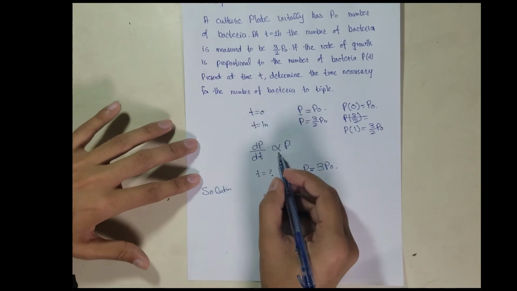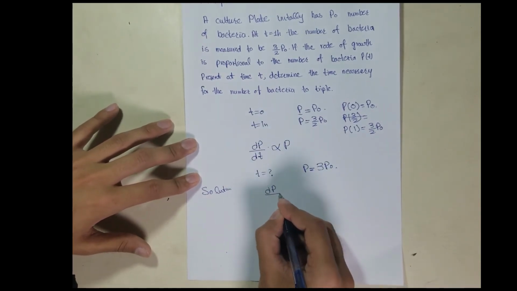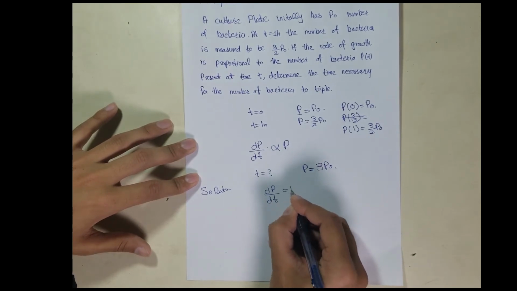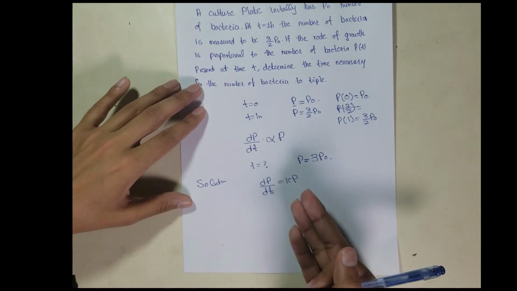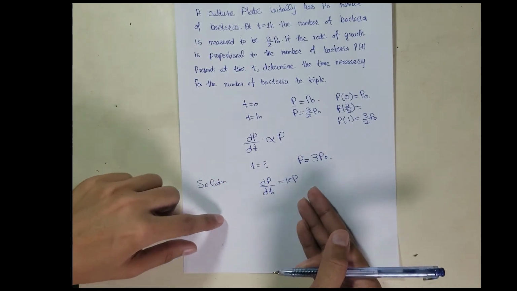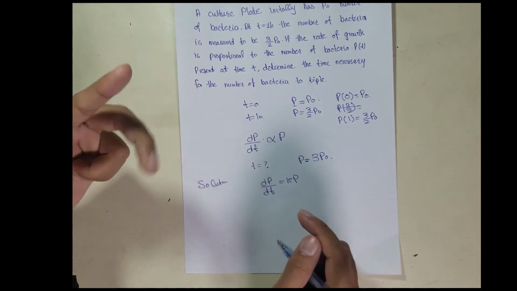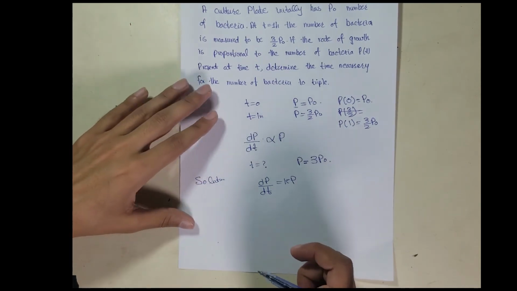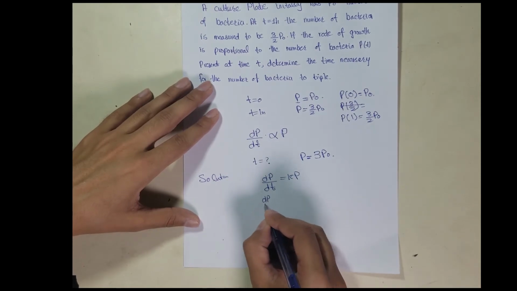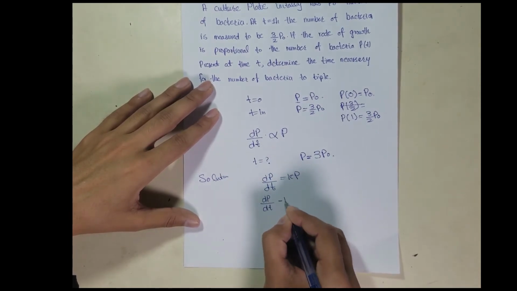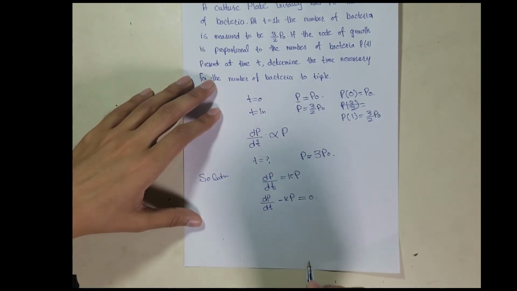If we remove the proportionality, two constants will come, and dp by dt is equal to kp. So this is our equation. We can solve it by the separable variable method, or by the first order linear differential equation method. I am solving it by the linear equation method. So make this equation in standard form, and this is equal to 0.